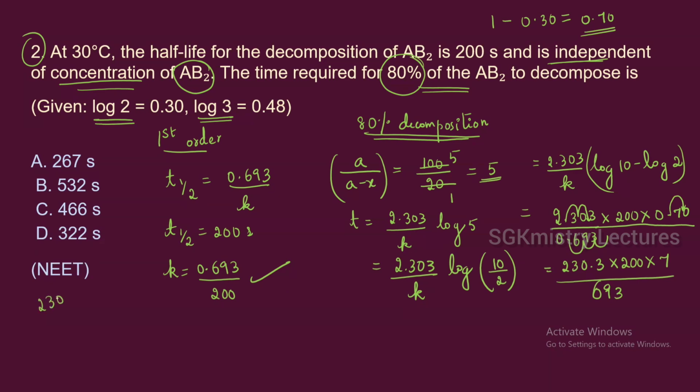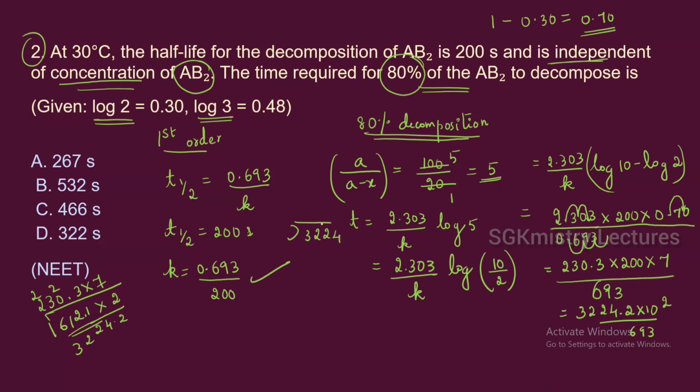So let me just try 230 into 3.3 into 7. 7 threes are 21, 14, 16, so we have 1612. Again this into 2. So 200 is there, but for the calculation I'll just take it as 2. 2 twos are 4, 2, 12, so we have 3224.2 into 10 to the power of 2 divided by 693. So now, while doing the calculation, you can easily see that here 3224, I'll just take the round of digits.